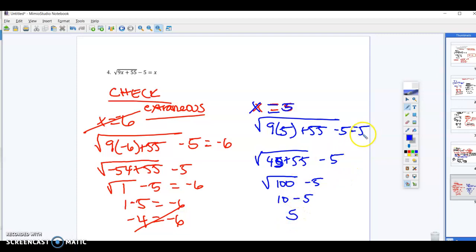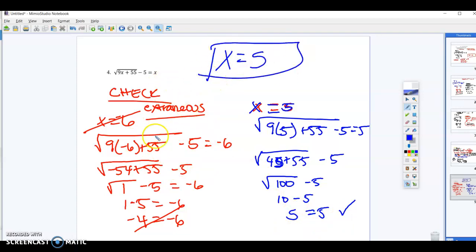Now my question to you is, is 5 equal to 5? Yes. And the reason why I have 5 over here is because, remember, in our original problem, we have equals x. So whatever x is, which in this case is 5, we're going to plug that in here. Now, since it worked over here, but it didn't work over here, how we write out our answer is x equals 5. We don't even write out anything about x equals negative 6. Okay?